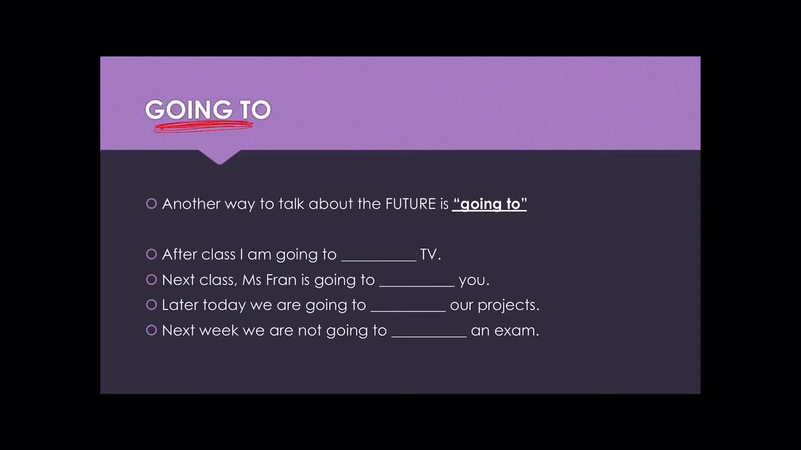Another way to talk about the future, and this is the grammar point for Unit 12, is with going to. We use going to talk about future. We have some examples here on the page. After class, I am going to watch TV. Next class, Miss Fran is going to teach you. Later today, we are going to finish our projects. And next week, inshallah, we are not going to have an exam.